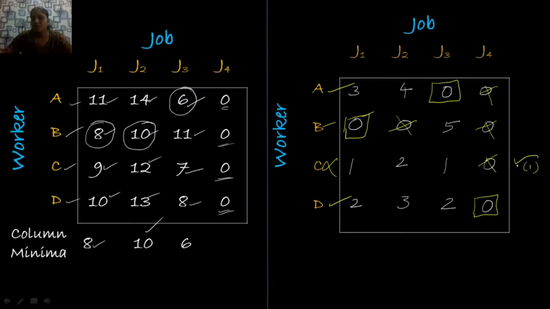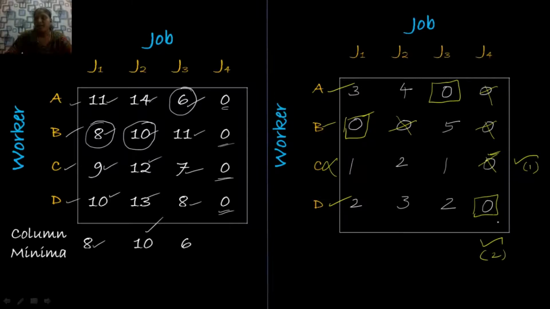After marking this row, look at the elements in this row. Is there any 0 element? Yes, there is a 0 element here. So you mark this corresponding column. This is the second step. So after marking the third row, look at whether there is any zero element. If there is, you have to mark the corresponding column. So mark the column which has zeros in the marked rows.